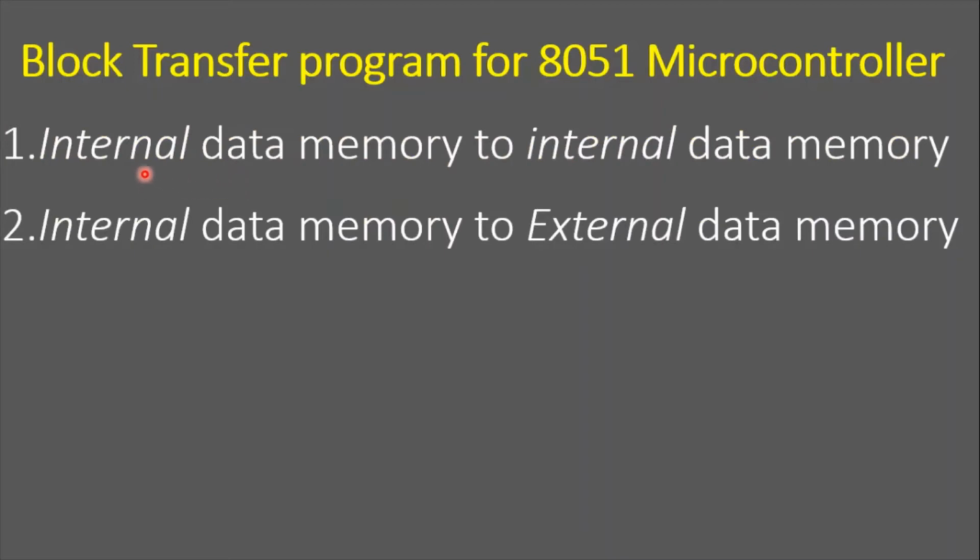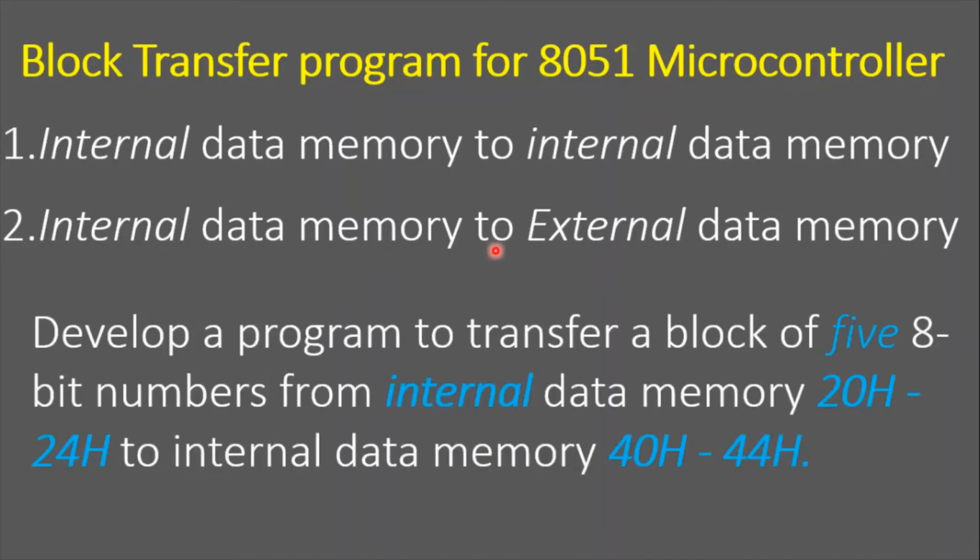We will go through two different programs. In first program, we will transfer the numbers stored in internal data memory to internal data memory. These internal memory locations are different and these internal data memory locations will be different. In second program, we will transfer the numbers stored in internal data memory locations to external data memory locations. Now let us develop the first program.